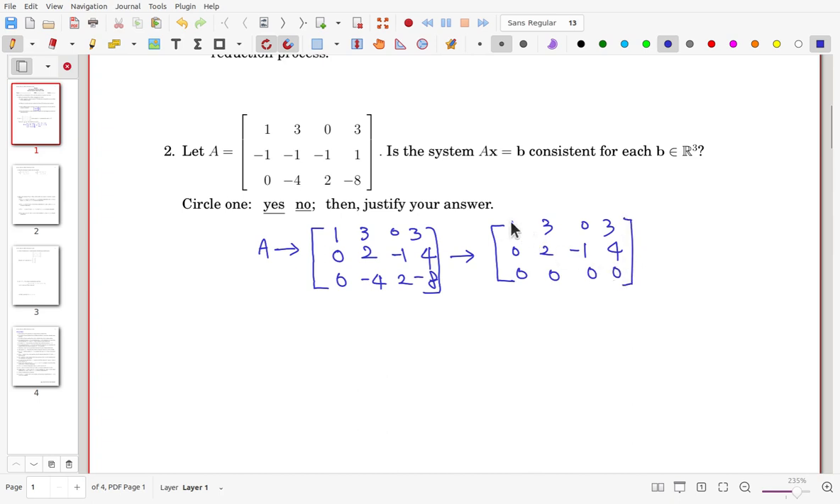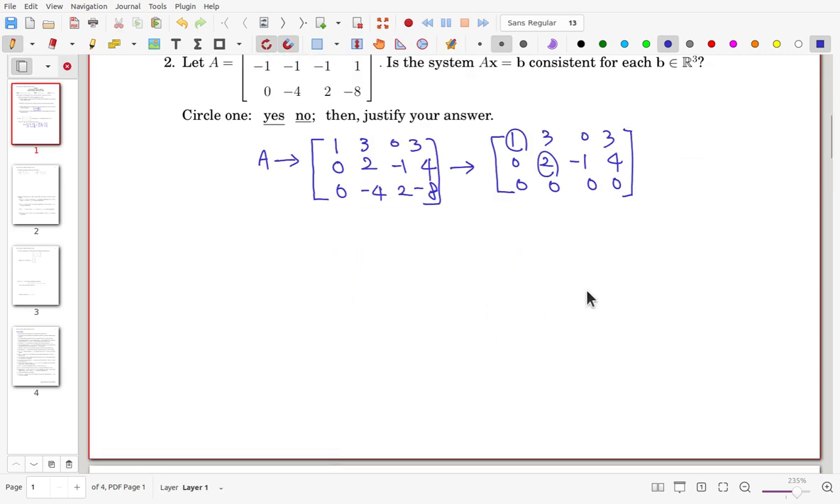So we have a pivot here, but the third row has no pivot, which means that for some choice of B, it has no solution. 0 cannot be non-zero. We can choose some B such that here 0 is non-zero. It's impossible, right? So in that case we don't have a solution. So the answer is no, and this is the justification.